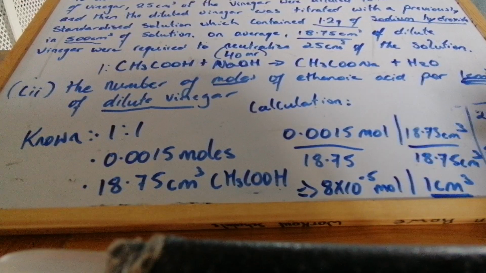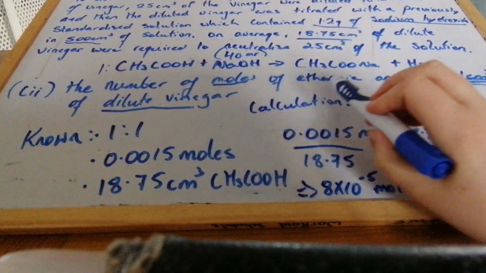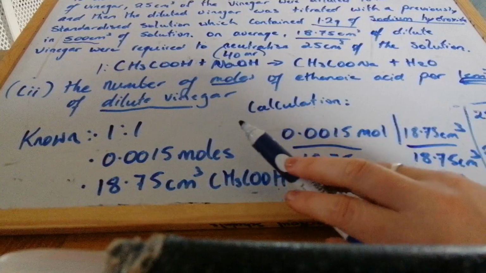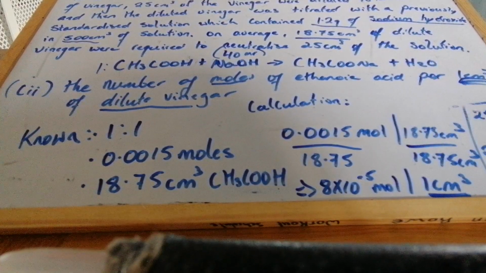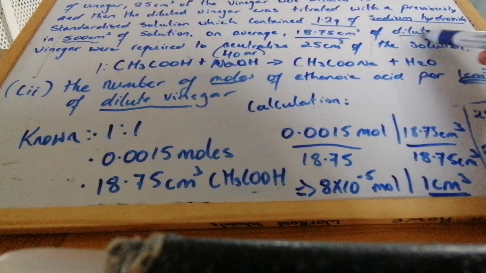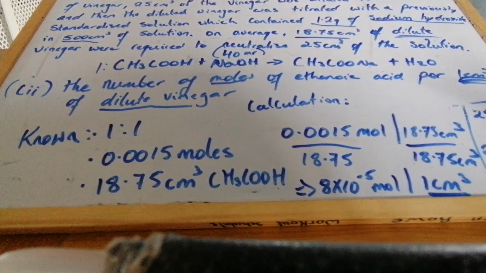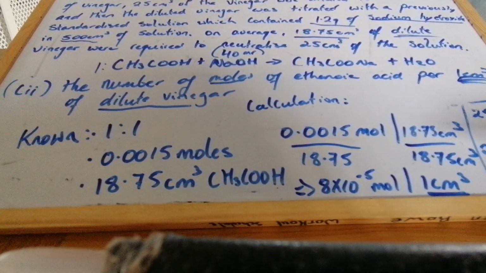Now I need to go back and check my question. The number of moles of ethanoic acid per 1 centimetre cubed of the dilute vinegar. Number of moles per 1 centimetre cubed, and we've been using the dilute vinegar. And that is your answer then to part 2.